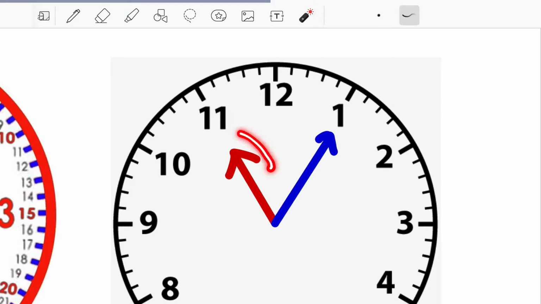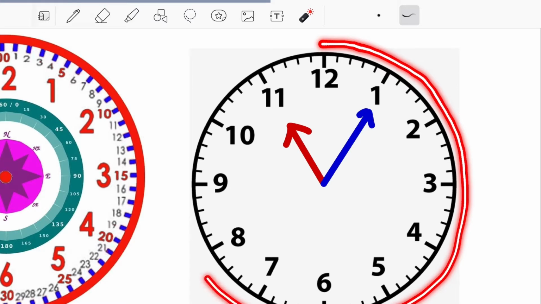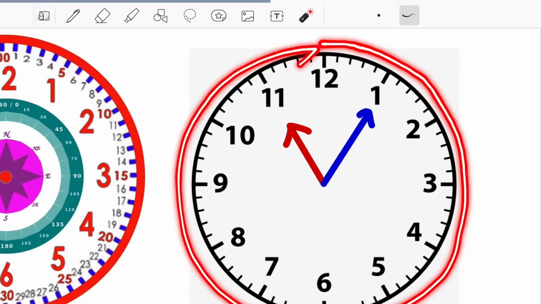So the hour hand tells us that it is 11 and the minutes hand is pointing at the 1. This does not mean that it's 11:01. This entire circle for the minute hand means that it goes up to 60 minutes.